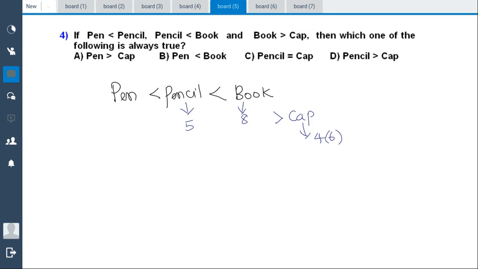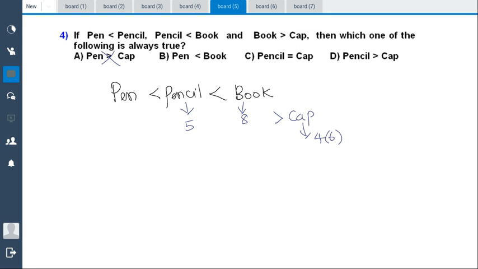So pen is greater than cap? Not possible. There is no relation between pen and cap. You cannot establish a solid relation between pen and cap. Pen can be less than cap or greater than cap. So therefore, this is incorrect.